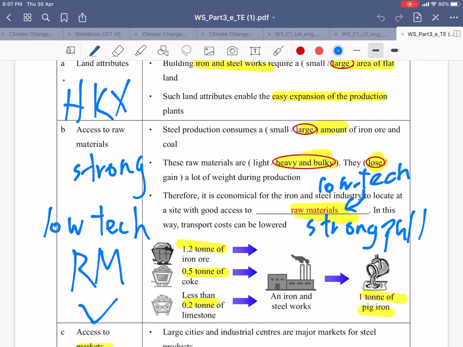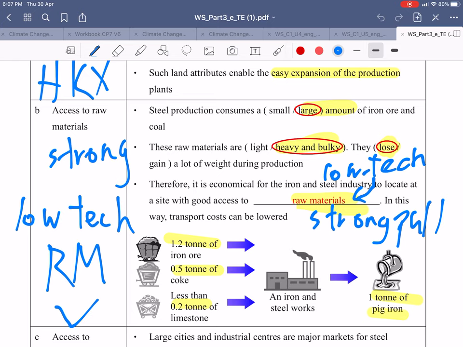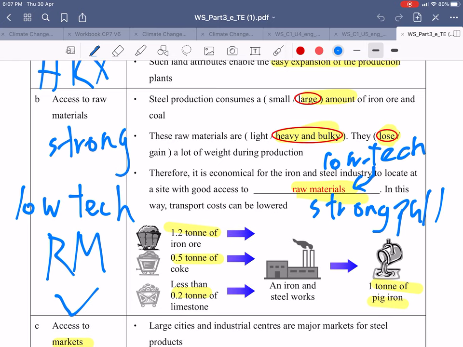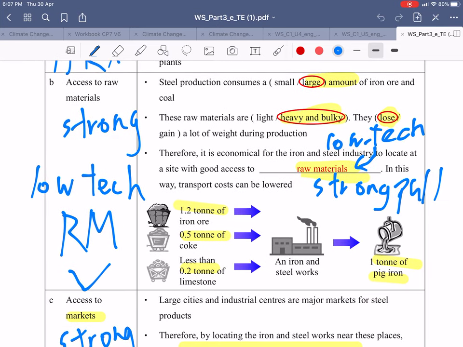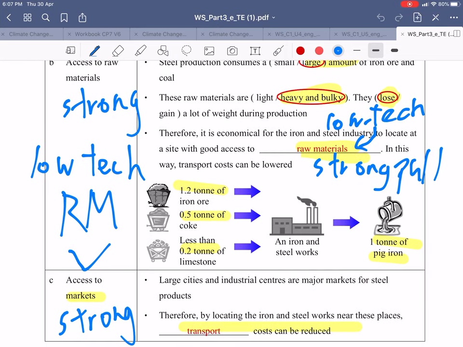if you want to set up a steel plant, you need a huge turnover of steel. Okay, if the turnover is low, then it's meaningless to invest a lot of money and set up a steel plant. Okay, so steel production consumes a large amount of iron ore and also coal, not just the finished product. We need a lot of raw material to make the finished product as well. So iron and coal are also very important to facilitate iron and steel production. So iron and coal themselves are heavy and bulky, large in size and also heavy.